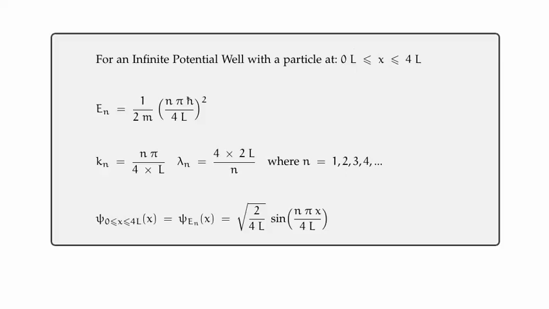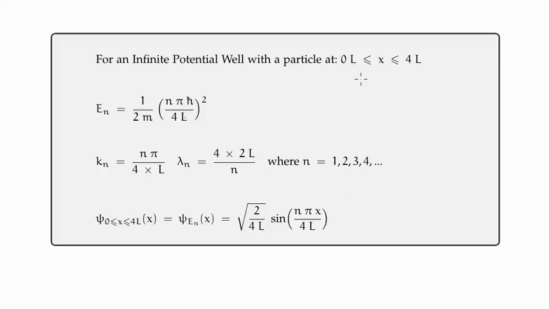Finally then, what if we were to set the well from x equal to 0 to x equal to 4L? The well width is 4L, so we expect that to be in the denominator on our energy expression, and similarly on our wave number and wavelength expressions. We're just going to get the sine solution this time, because the cosine's coefficient is set to 0, but we still get the same term, the 4L, in the normalization constant.